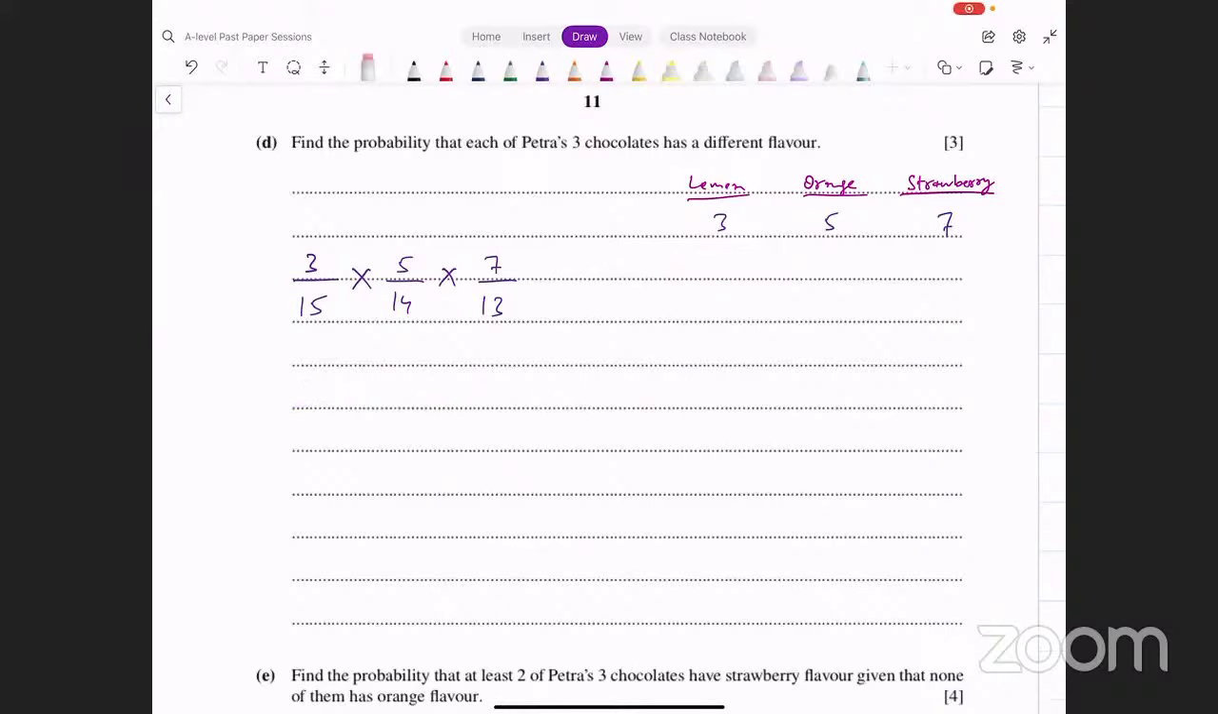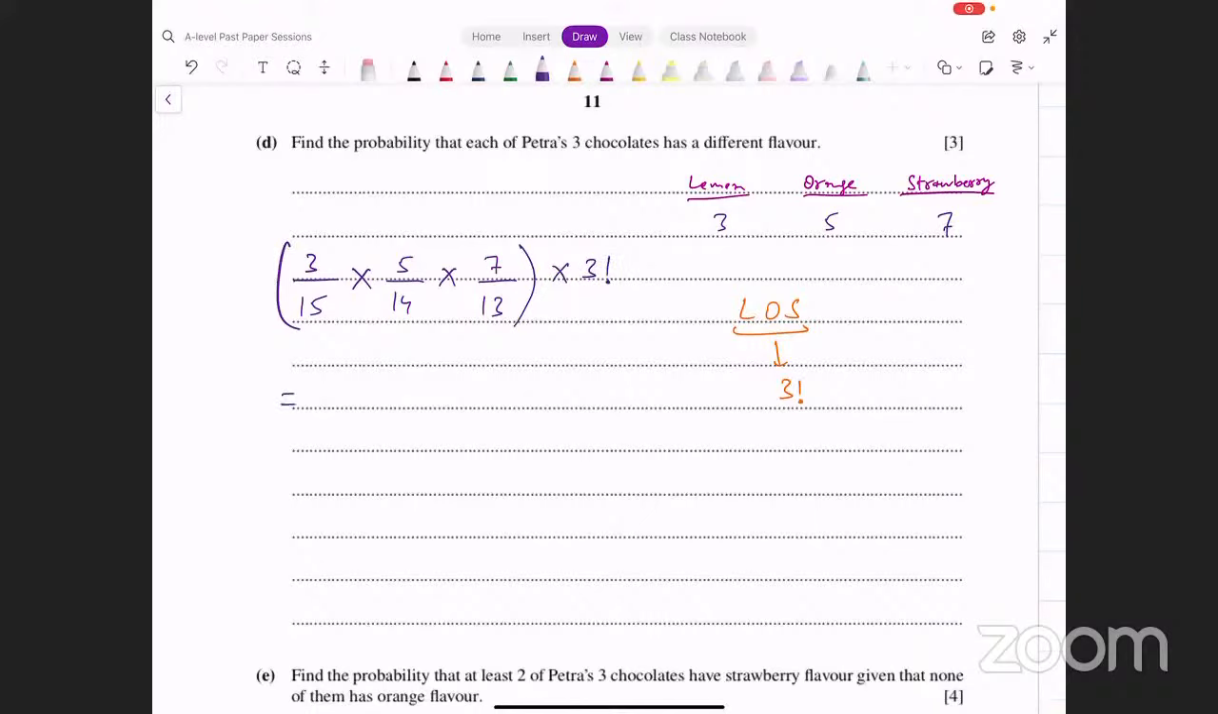Lemon, orange, and then strawberry. How many ways can we arrange this thing? We can arrange this in 3 factorial ways. So basically, this probability can come in 3 factorial ways, so we will multiply this by 3 factorial, and that's going to give us the final result.